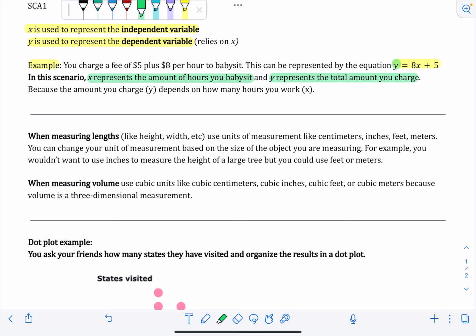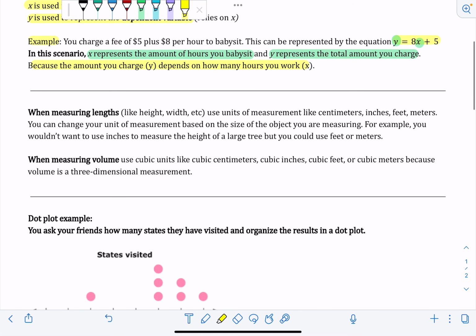So we have Y right here, X right here. X is the amount of hours that you babysit, Y is the total amount that you charge, because how much you charge depends on how many hours that you babysit for. So how much you charge, which is Y, depends on how many hours that you work, which is our X. So Y depends on X.